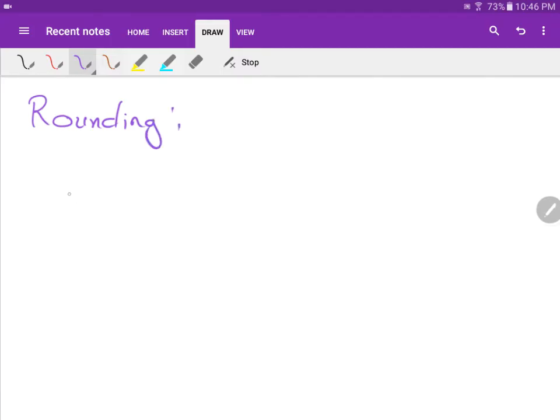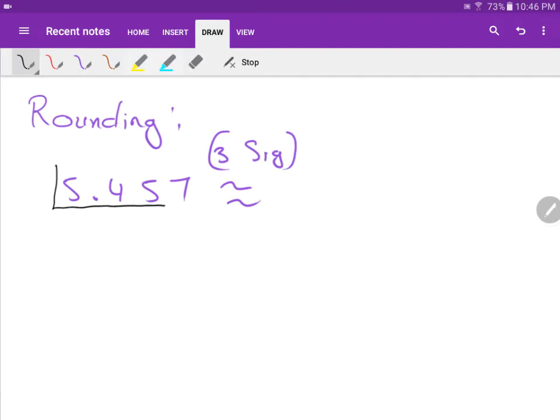Now let's say 5.457. Now I want to round to 3 significant figures. Before you round, you need to know how many significant figures this is. Because they're all non-zero digits, you go 1, 2, 3, 4. So 4 significant figures at the moment, and I want 3. So it's just 3 digits. Simple as that. Look, 1, 2, 3. That's your answer.